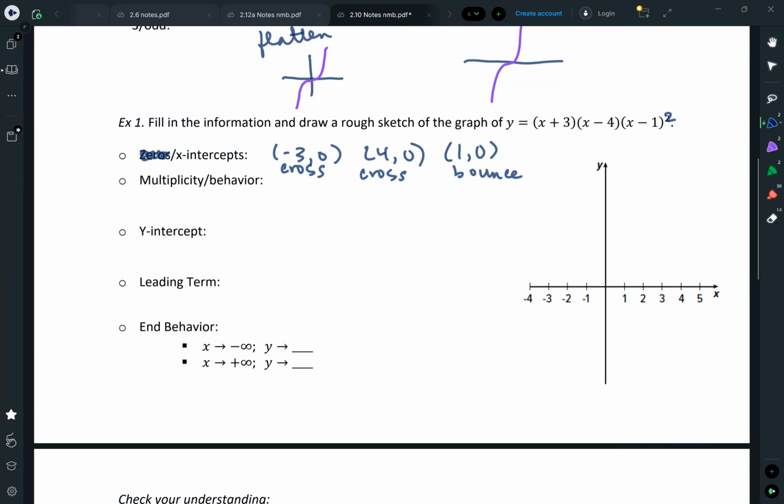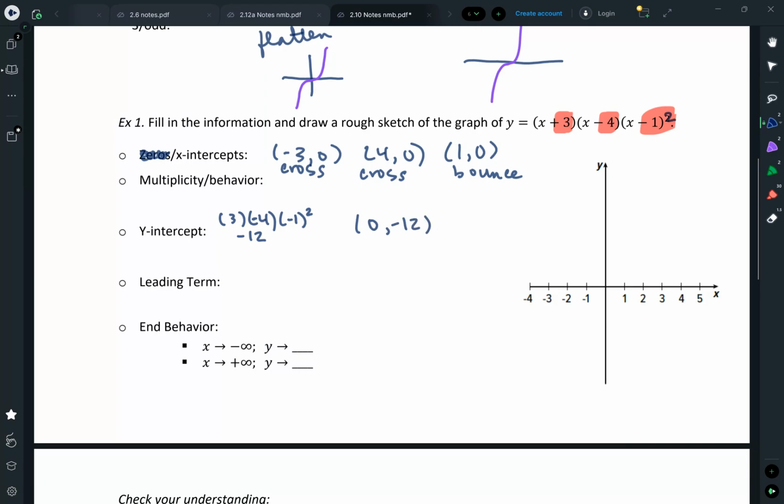The other thing that we need to come up with here is our y-intercept. For our y-intercept, remember we're just looking at the constants in each of those. Let's go to highlighter here. We're thinking about this 3 times the -4 times the -1 squared. We're multiplying all of those together. So 3 times 4 times -1 squared. Oh, it's a -4. That's going to be a -12. So my y-intercept is 0, -12.